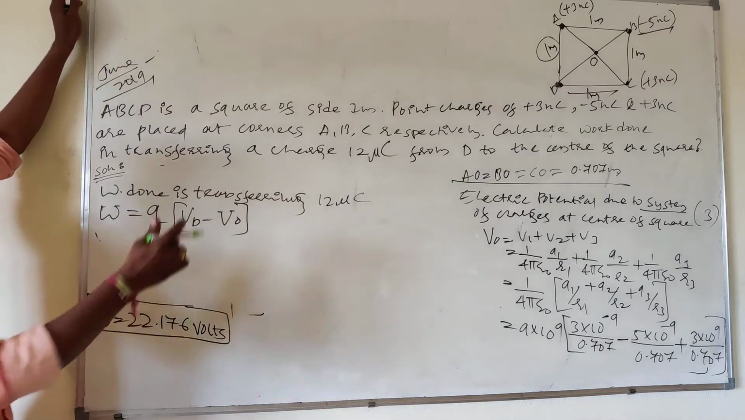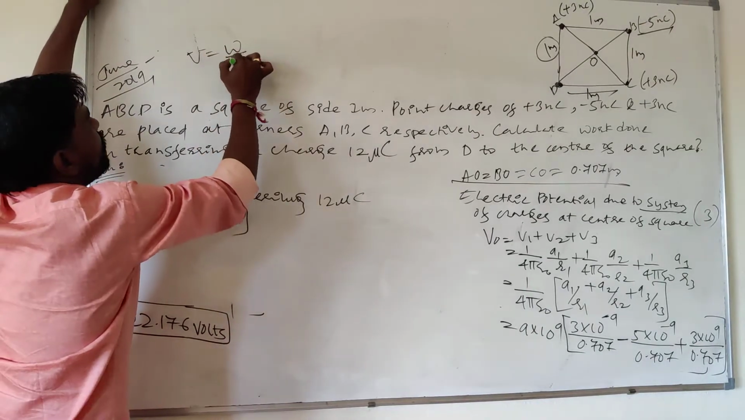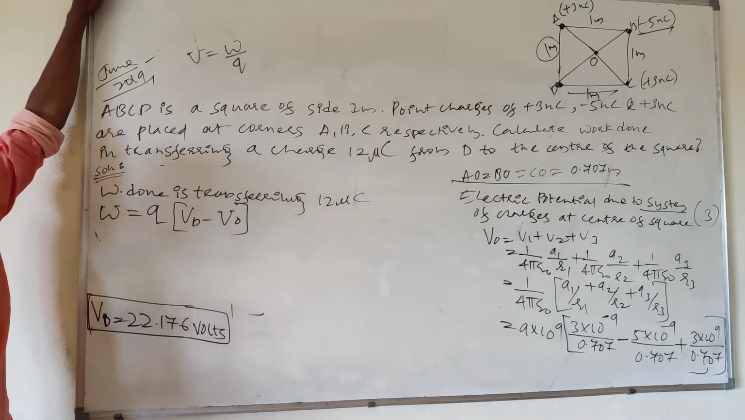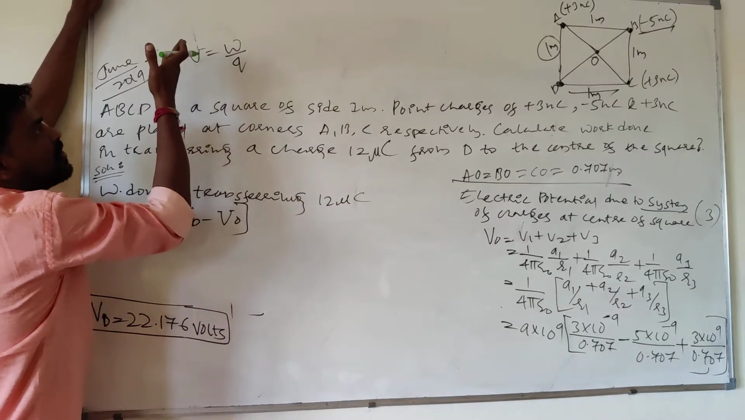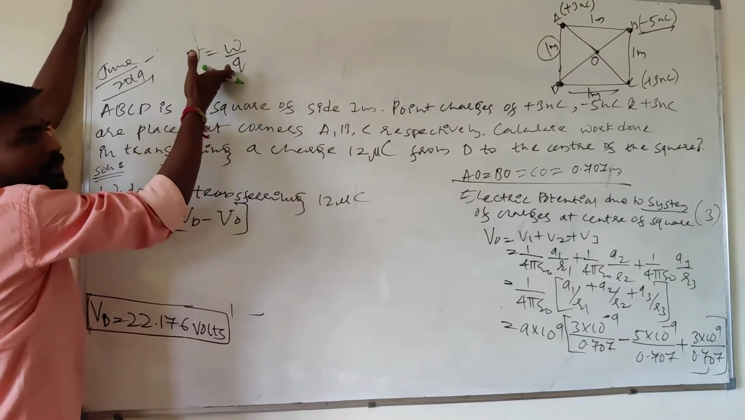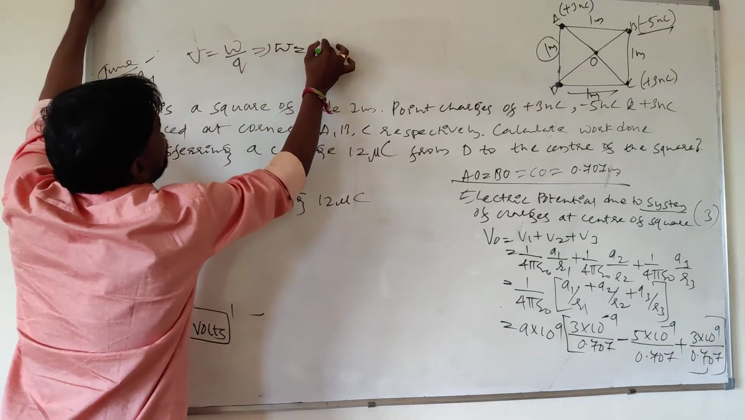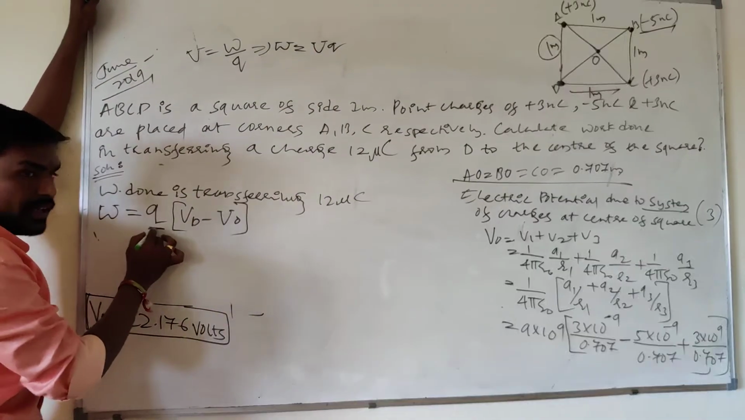Right? So here we know what is potential. Potential is equal to what? Work divided by charge. What is potential? Potential difference, or V, is equal to W divided by charge. So now I am going to write this: W is equal to what? V into Q. So here it is Q.